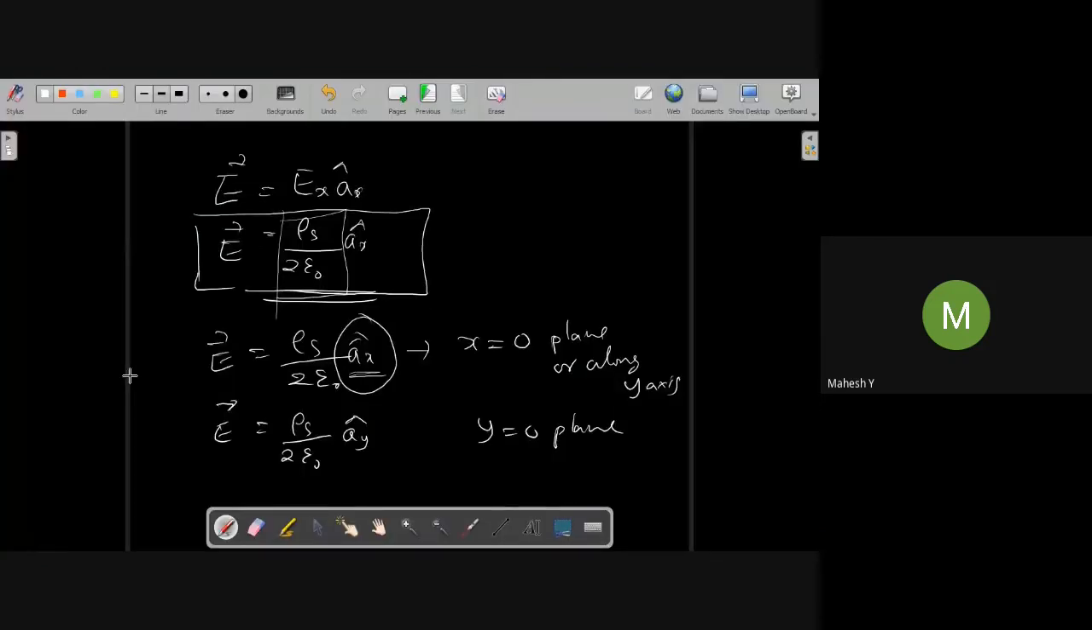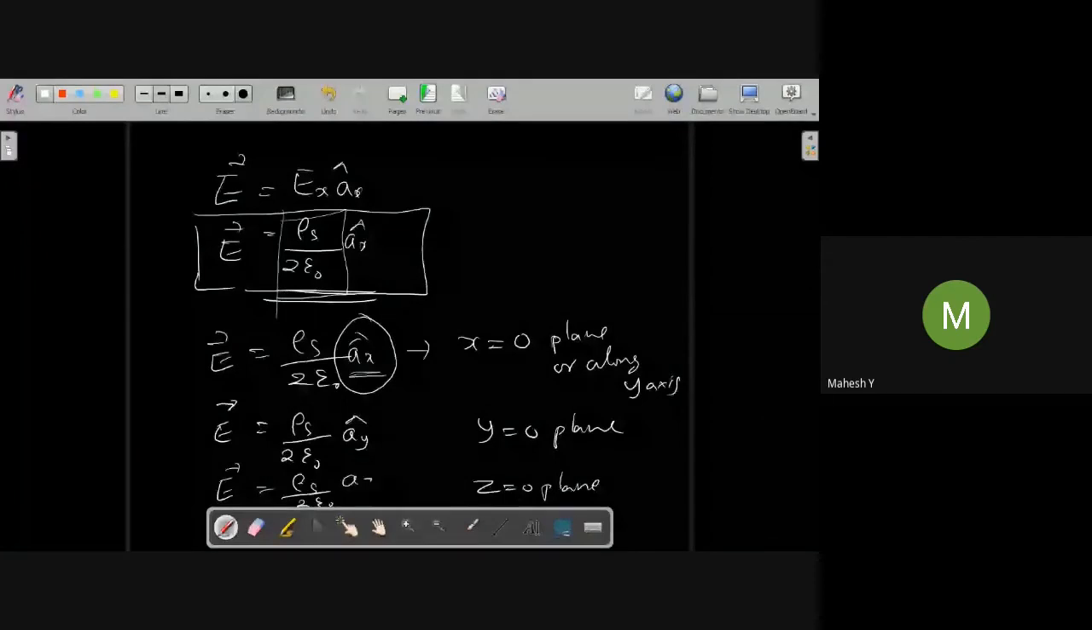So similarly, in the third case, what is the third case? z is equal to 0 plane, or z is equal to constant plane. Any z is equal to constant means parallel to the xy plane. So what is electric field intensity here? Rho s by 2 epsilon 0 az cap. Correct? So there are three possibilities. So can we summarize all the three cases?